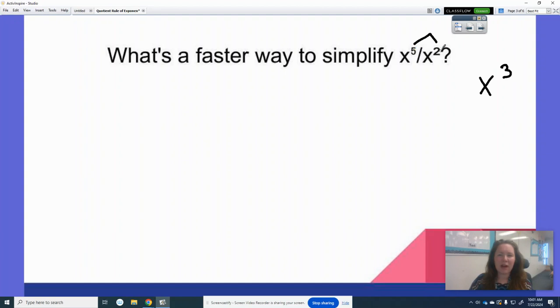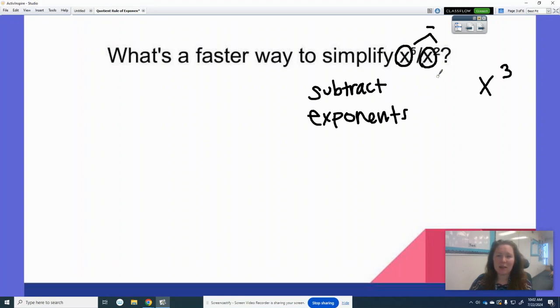But if you want another way, we remember that the answer was x to the power of 3. How can we use the numbers 5 and 2 to get a 3? Well, 5 minus 2 is 3, so we can subtract. I should specifically say we can subtract the exponents when the bases are the same. So this right here is that base, and because these are the same thing, that's why we're able to cancel out the x on top and bottom, because x divided by x is a 1. So if they were different letters, then you can't simplify it. But when the bases are the same, subtract the exponents.